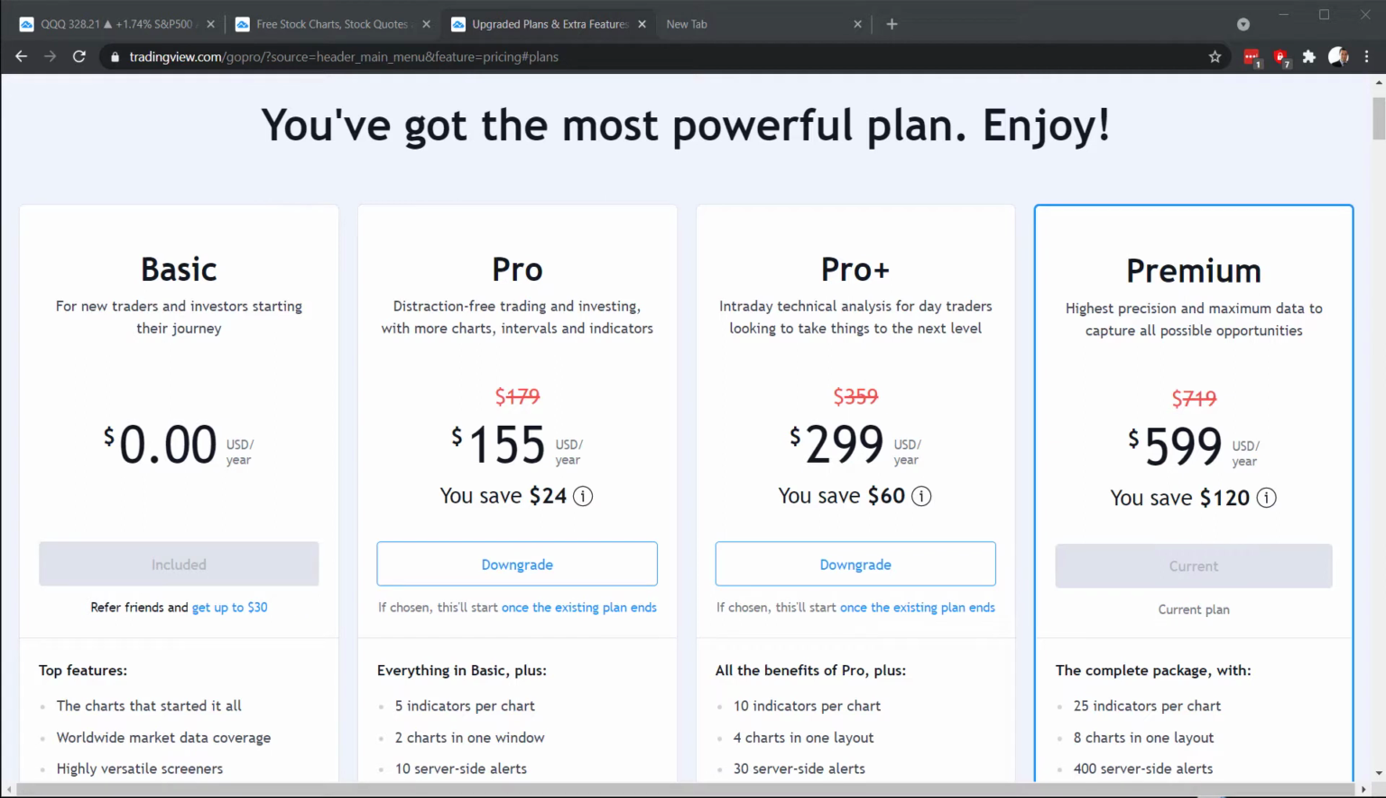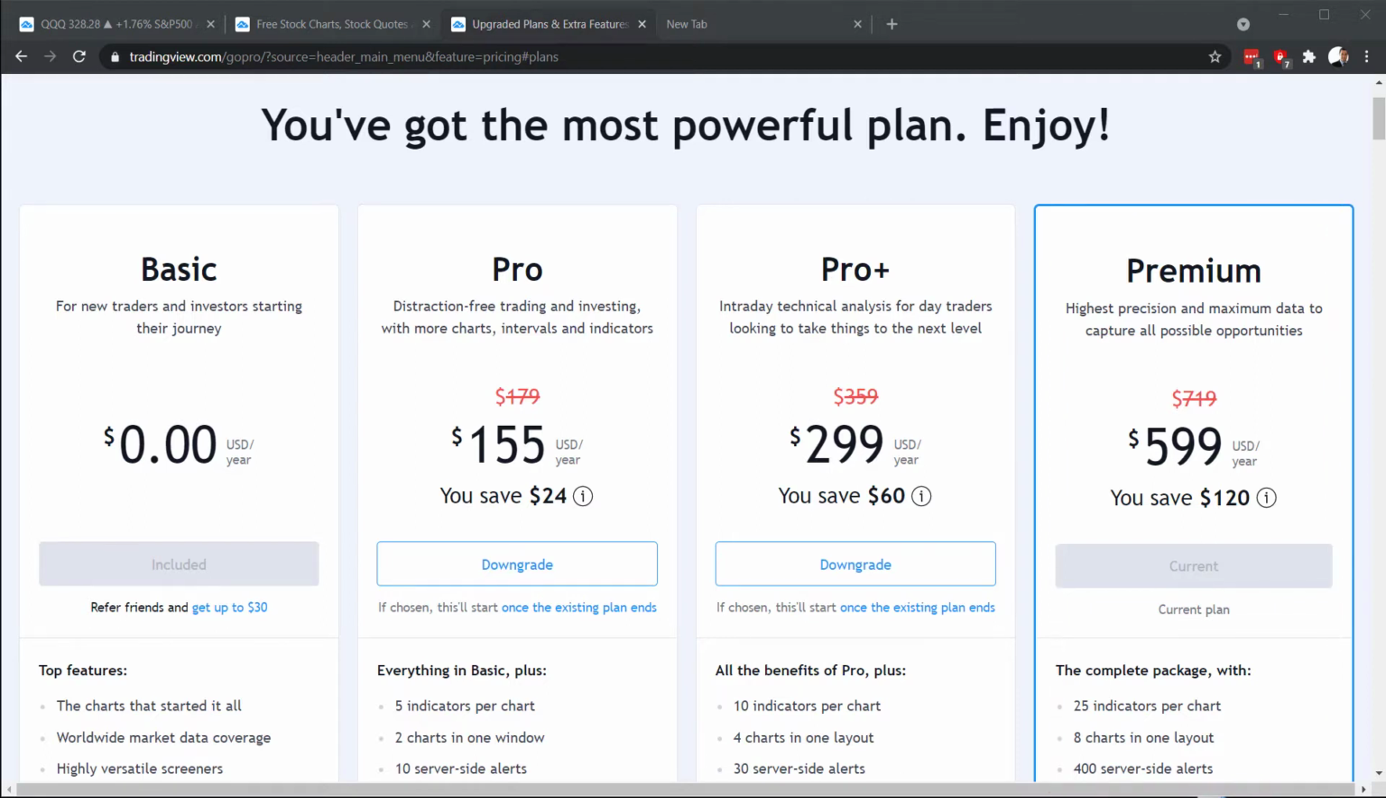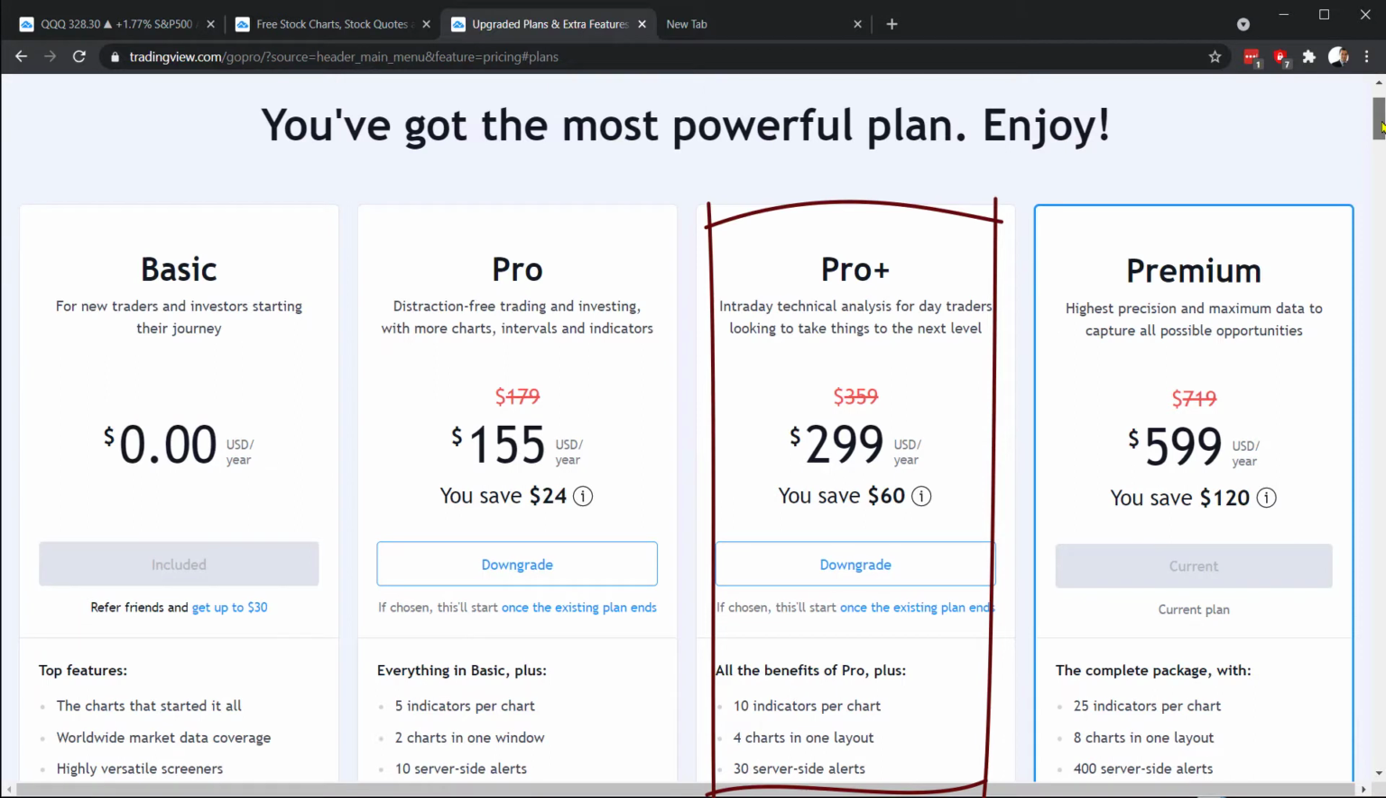Now there are 4 levels of service you can get from TradingView. I am a premium subscriber and have been subscribing for 3 years, paying the full subscription. But you can obviously start at basic. I would highly recommend for anyone that isn't a publisher on TradingView to go for either the Pro or the Pro Plus. For me, Pro Plus gives you the ideal mix of all the great functionality, including 10 indicators per chart, 4 charts in one layout, 30 server-side alerts. These are the alerts if a stock price breaks a certain price level, and it gives you exotic charts and charts based on custom formulas and indicators based on indicators. So it's really powerful, but a great place to start is free.